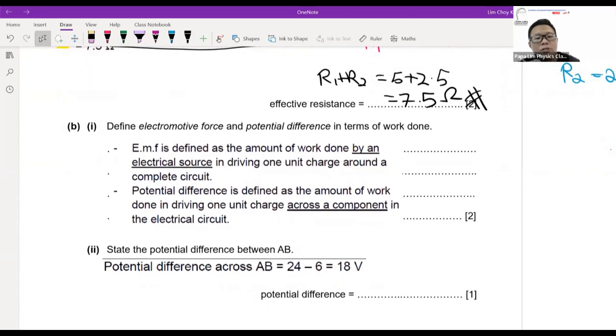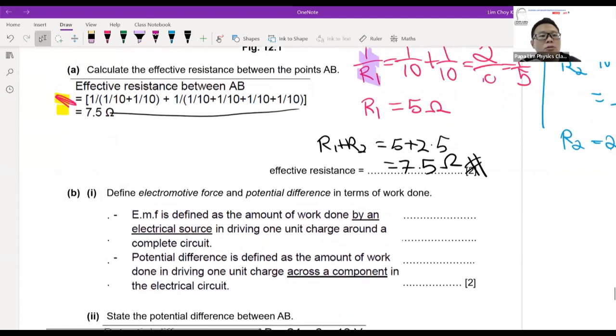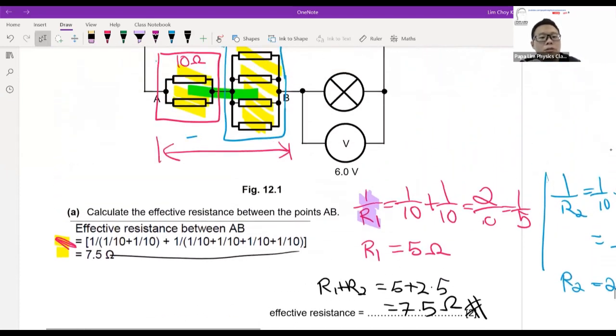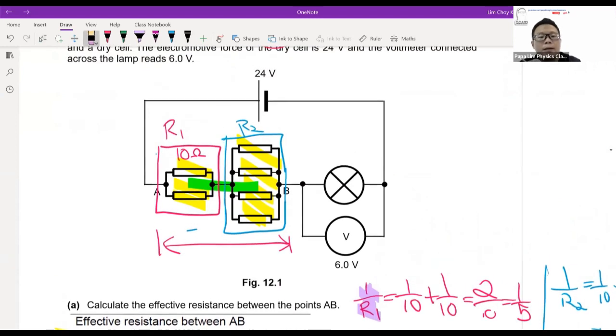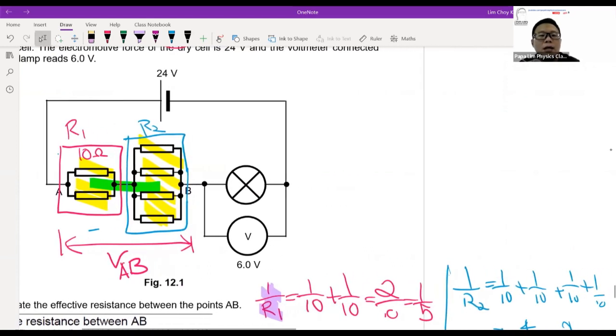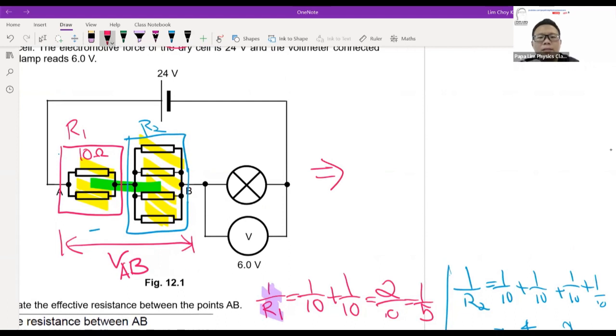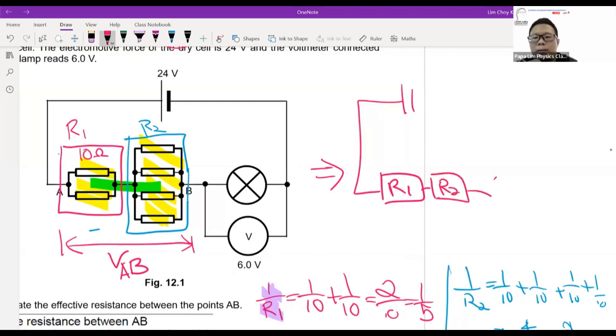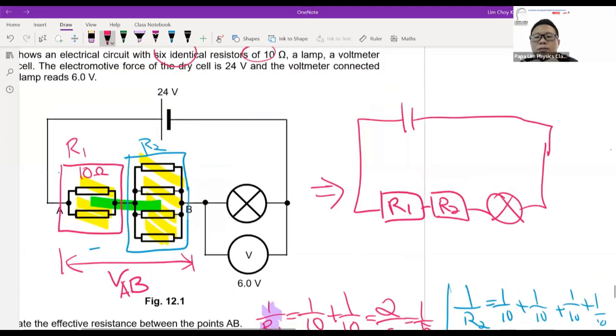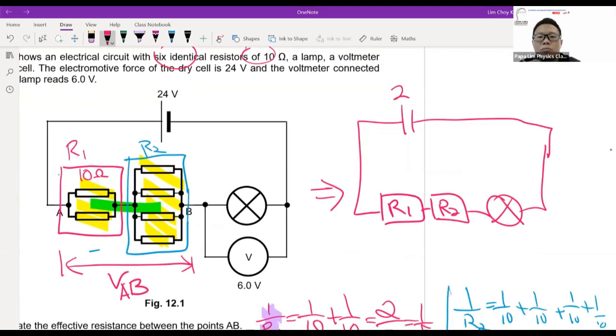Now, state the potential difference across AB. What we are looking at is the potential difference across AB, which is here. As we all know, this is a series resistor circuit. If you do the equivalent circuit, it will look something like this. This will be 24 volts. This is R1, this is R2, followed by the light bulb, connected in series. And this is supported by 24 volts. In this case, this is your VAB.